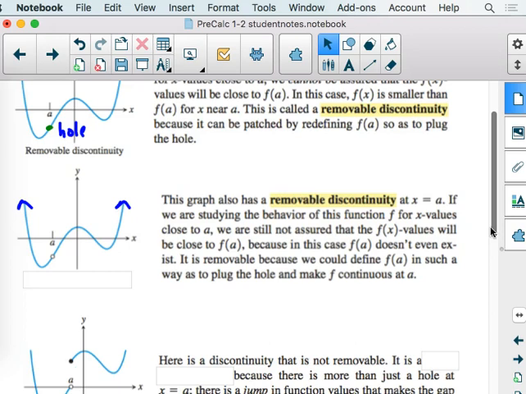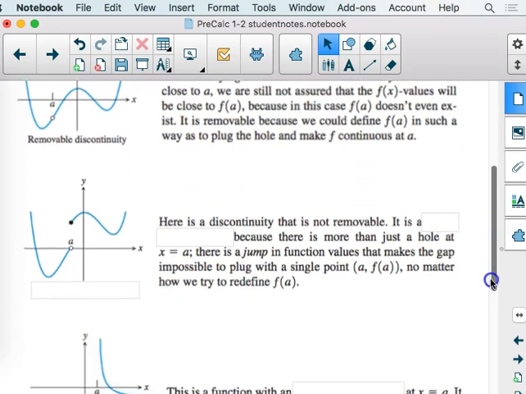There's no point. So for some reason, when they put a into this function, nothing came back out of it. But it is removable because we could tell people, hey, plug the hole for a, make y this. And we could make sure that that happens, and then it would be continuous because it would flow all the way through. So that's a removable discontinuity. Anything with a hole, we could plug the hole.